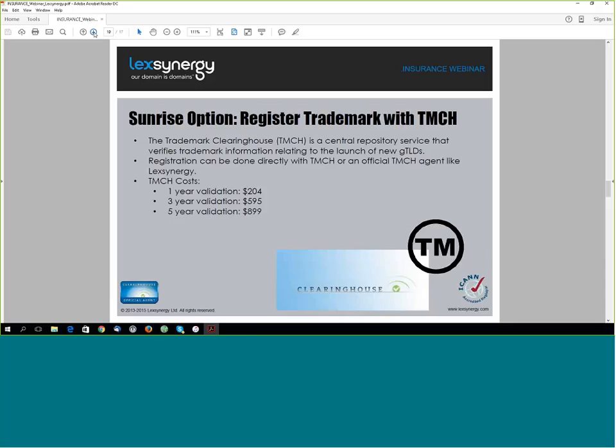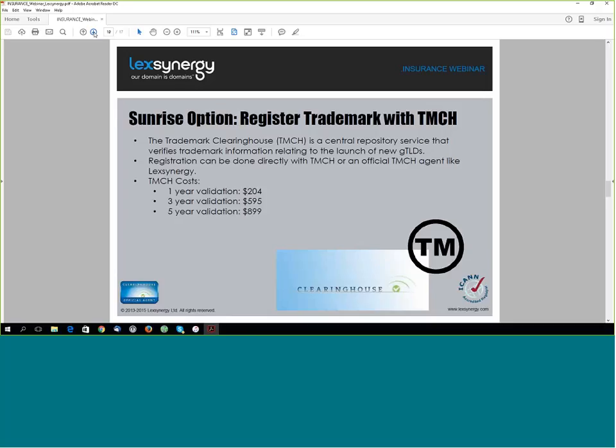Moving on to the Sunrise option. As I said, the TMCH is a viable option for those that have a registered trademark. If your trademark is a pending application or if you file your trademark now, you won't get into the Sunrise phase just because it does take a long time to register a trademark. In the US, it takes, I think, longer than a year to get through. The UK, around about 8 months. So it does take a long time. But if you do have a mark, the TMCH is the route to go through.